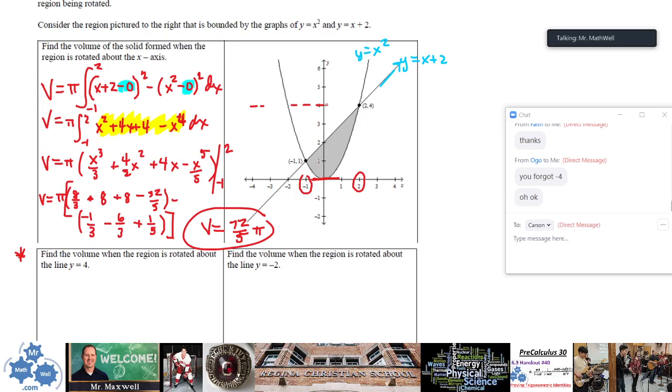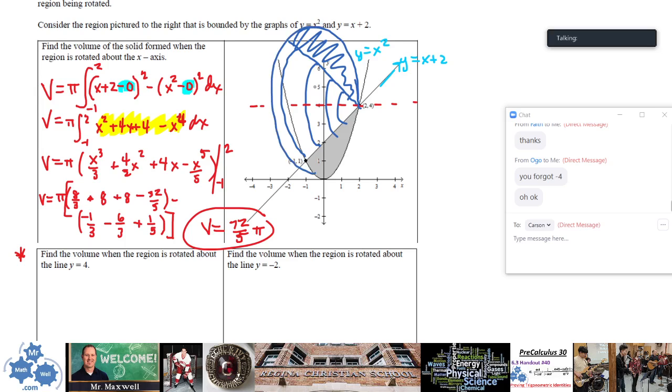So try and envision this. We are taking this solid and we're wrapping it around this way. I don't know if I can draw this very well, but think about this. This is the top part, and then it's wrapped around here, like this. So we have a hollow part in the middle.